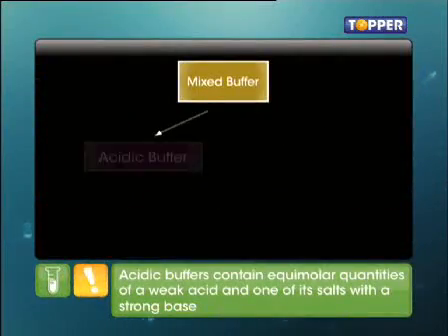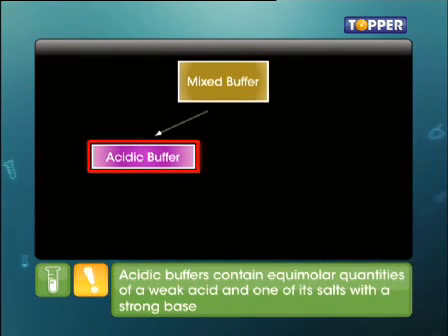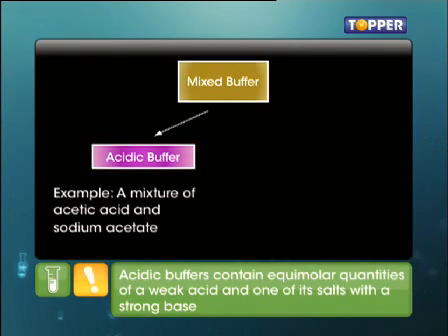Ammonium acetate is a good example of a simple buffer. Mixed buffers can either be acidic or basic in nature. Acidic buffers contain equimolar quantities of a weak acid and one of its salts with a strong base. An example would be a mixture of acetic acid and sodium acetate.